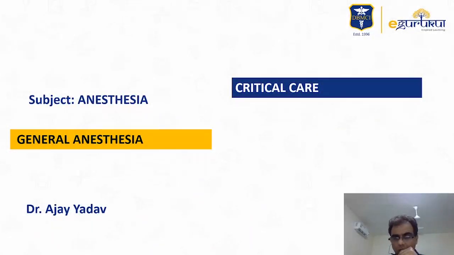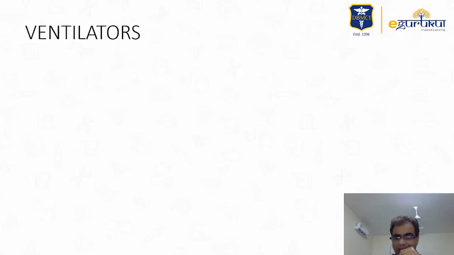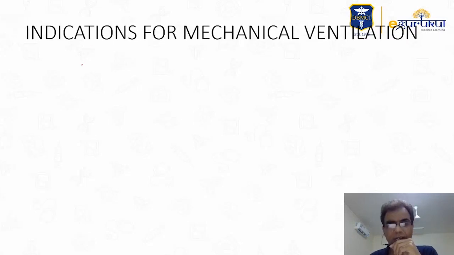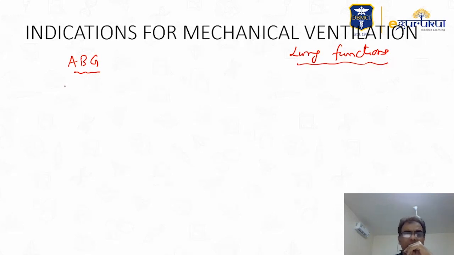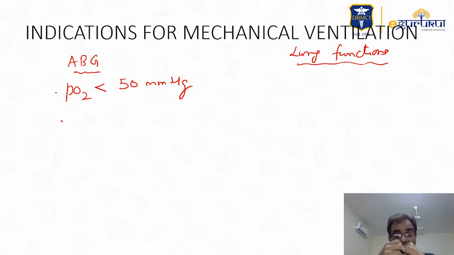Critical care, ICU care. Indications for mechanical ventilation. There is a list of indications, but I'll tell you the very common ones that you should know. On the basis of ABG and lung functions: PO2 less than 50 mmHg. But these are not hard and fast; many factors, even the clinical scenario of the patient, we also see to take a decision.